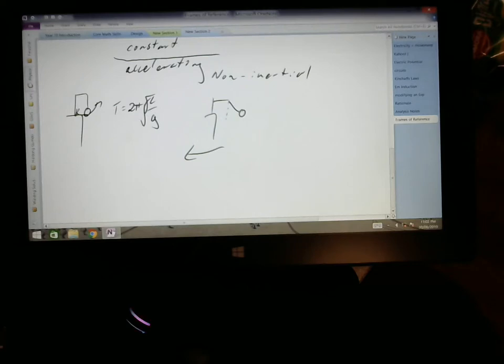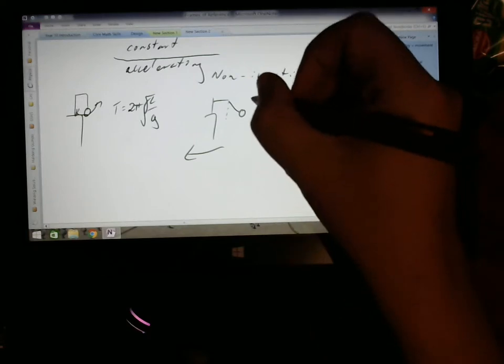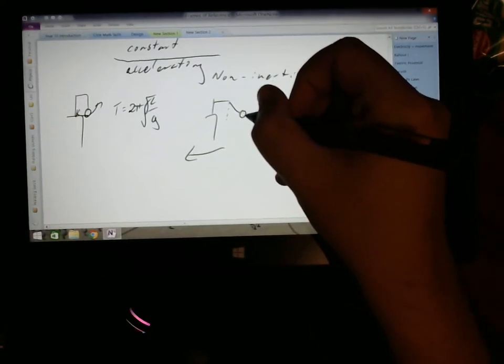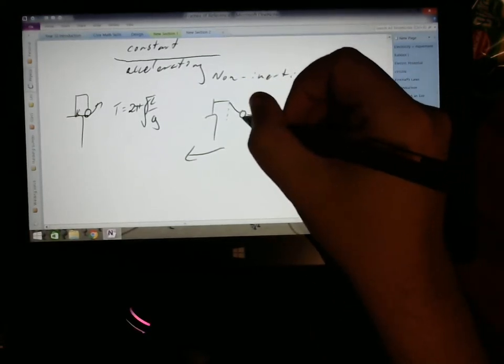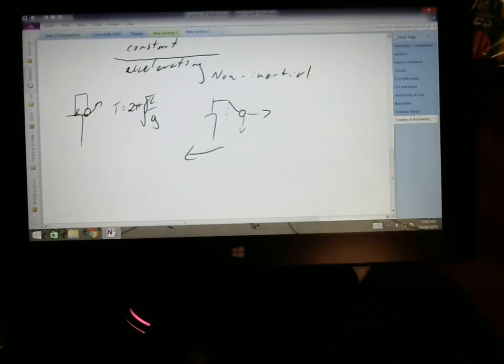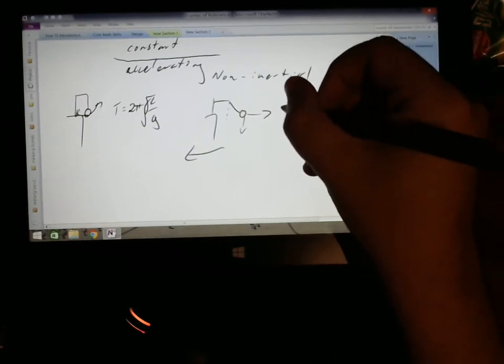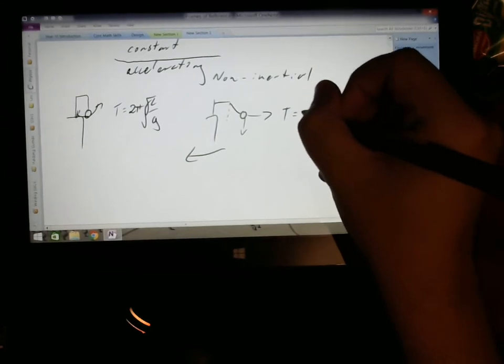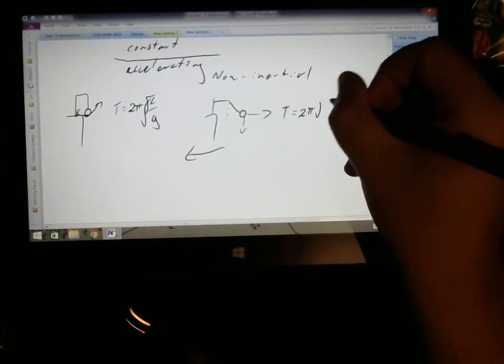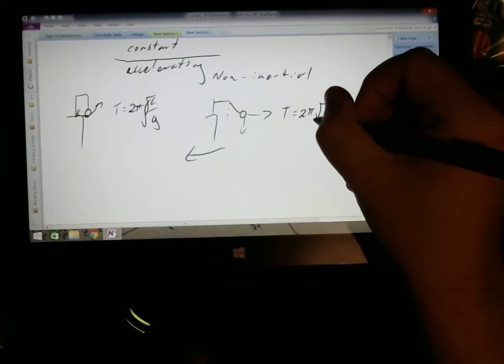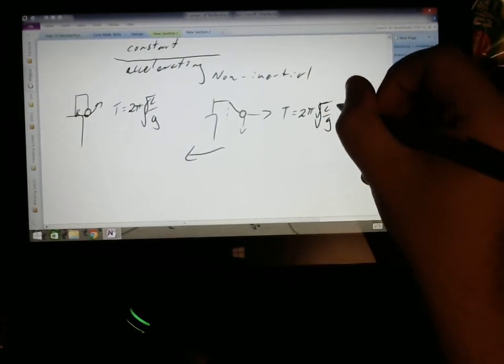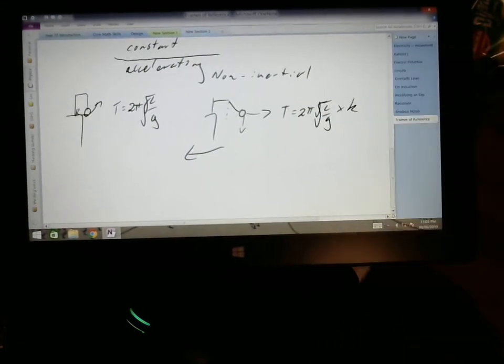Now, this means then we have some acceleration this way on the ball. There'd be some acceleration this way, and there would be some acceleration this way. What then would that do to my period? Would it have an effect? Quite probably yes. So T might still be equal to 2 pi root L over g, but there may be some other constant somewhere.